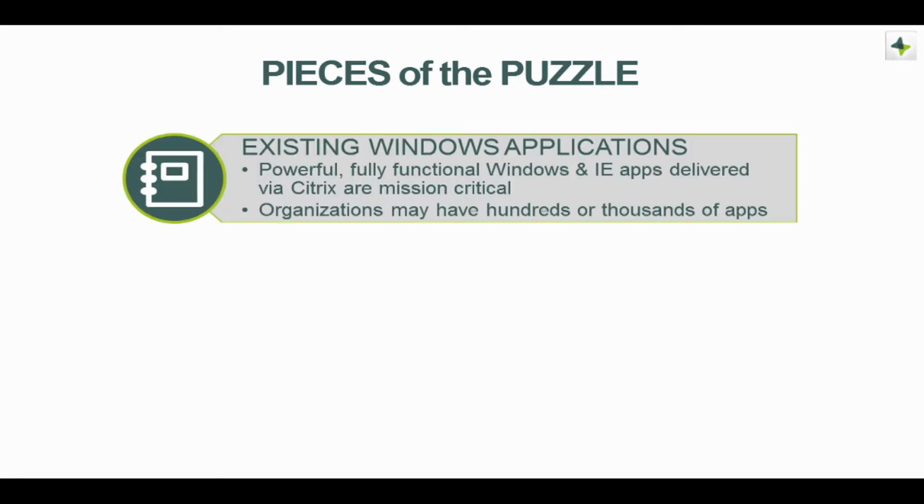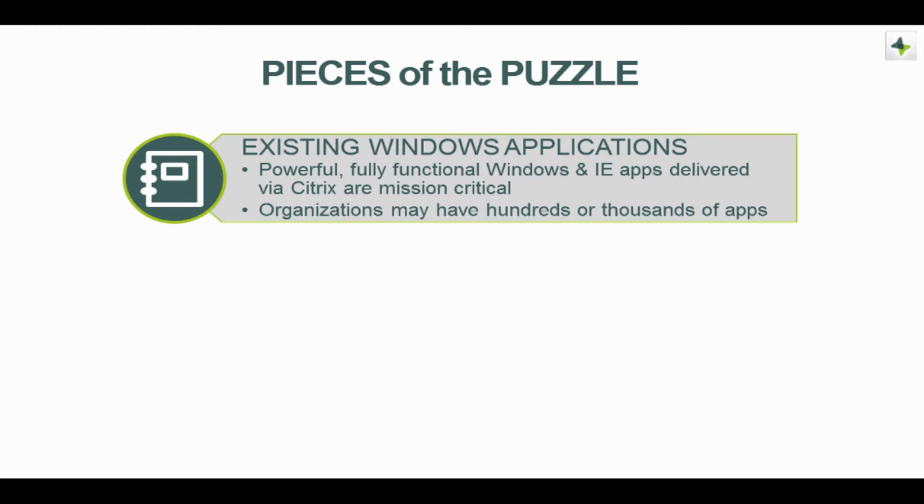First challenge is there's an enormous amount of existing Windows applications in IT today. These are powerful, fully functional existing Windows and oftentimes Internet Explorer based applications that are delivered via Citrix and are in most cases mission critical. In fact, a contact at Microsoft recently told me there are over 2.7 million existing Windows apps in the enterprise today. For many organizations, they have hundreds or even thousands of these applications.